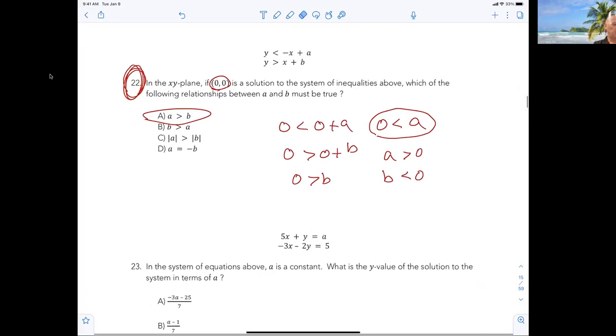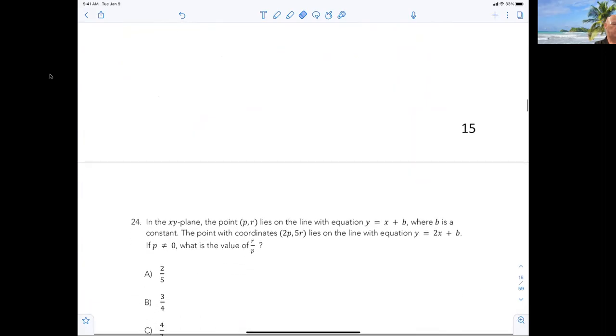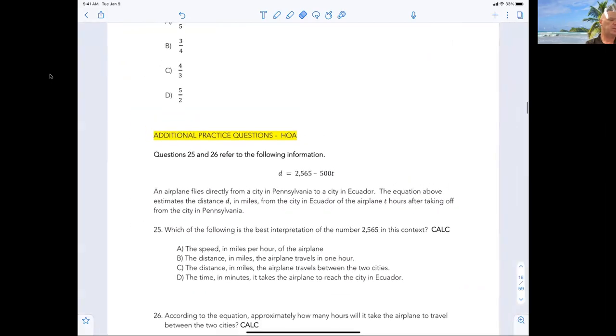Okay, now again, 23, we've done something like that. 24, plug in the point. Oh wow, so I'm in pretty good shape, guys. I'm feeling really good about this. I spent a little bit of extra time, but I feel like these are important.